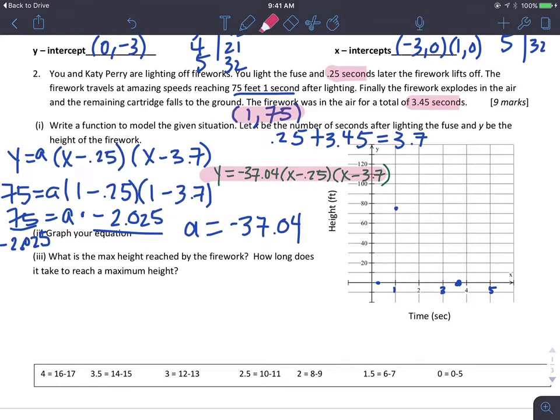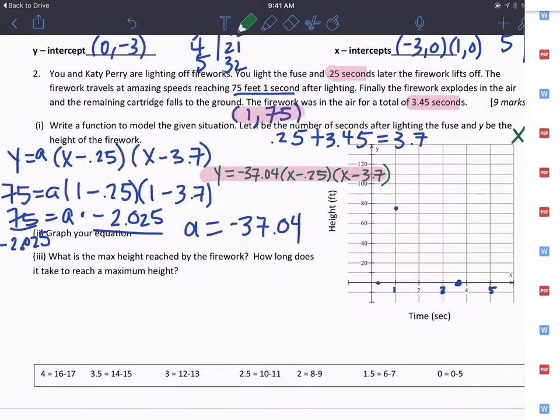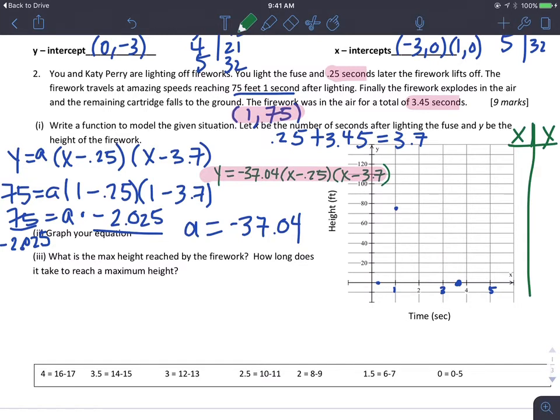All right, graph your equation. So I am going to use a table just like we did up above. So 0, 1, 2, 3, 4. And then I know it's already going to be below the axis at 4, so I'm just going to do that. Negative 37.04, x minus 0.25, x minus 3.7.